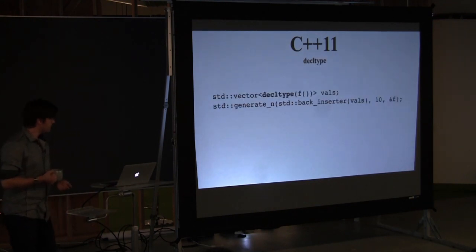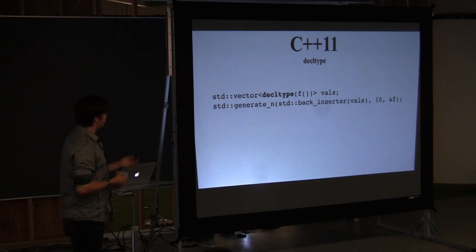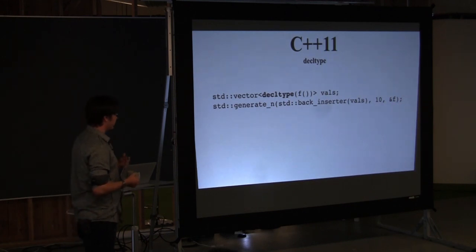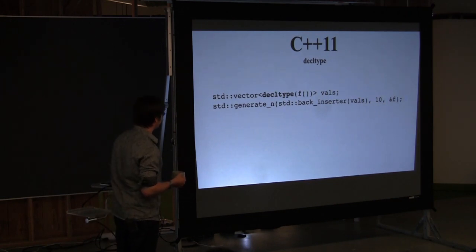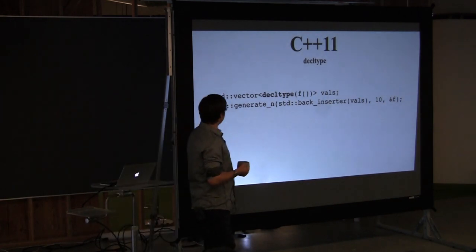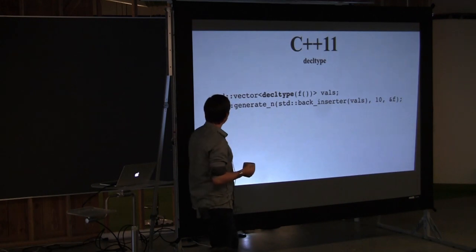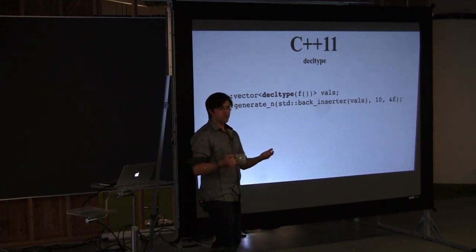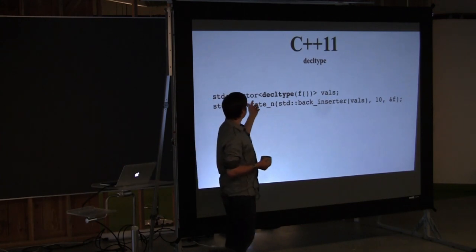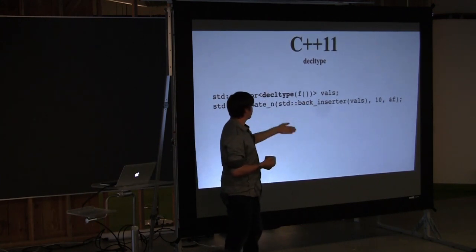So here's an example of decltype, which all of my examples will be kind of contrived because I unfortunately only spent essentially last night and a few hours before then to throw this together. So what this means is, let's say we have a function f. We want to declare a vector of whatever f returns. So you can say this is a template. So within these brackets you specify types.